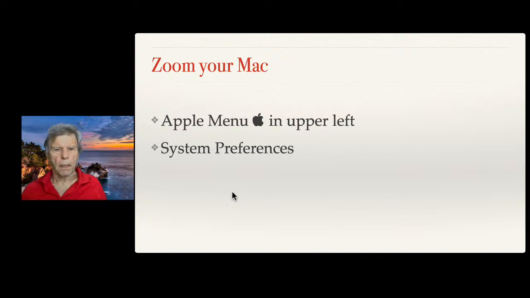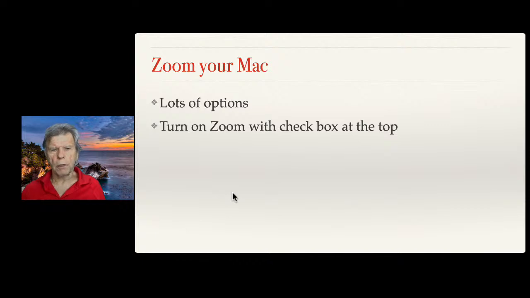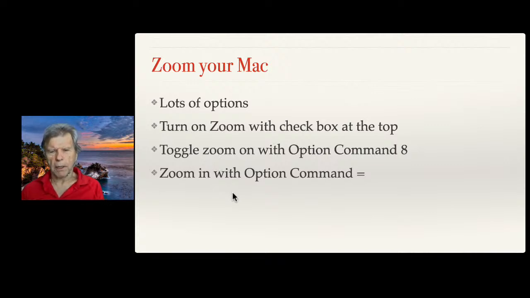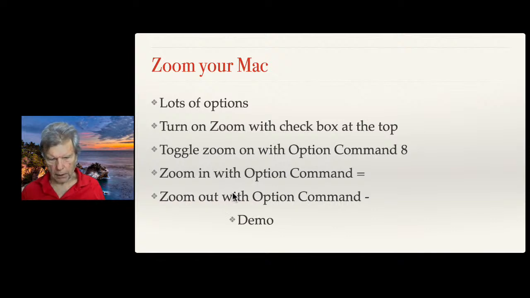So you go to the Apple menu in the upper left-hand corner, you go to System Preferences, you go to Accessibility, and then you choose Zoom. So there's lots of options there. To turn on Zoom, you have to check the little box at the top, and we'll show you this here in just a second. To toggle zoom on, so it's like a 2-step process, you have to hit Option Command 8, and then once it's on, you can zoom in by hitting Option Command equals, and you can zoom out by hitting Option Command minus. So let's see what that looks like.